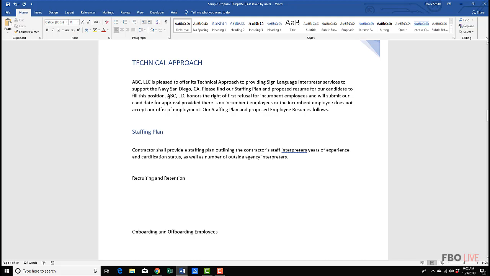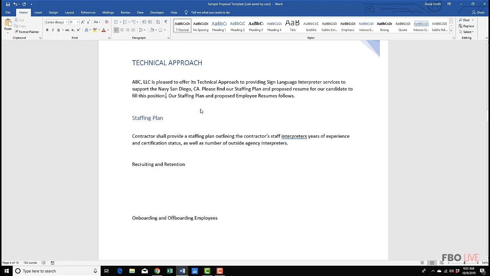I mean, that's fine. We honor the right of first refusal, so that I would take out, because it doesn't sound like there are incumbent employees. Our staffing plan and proposed employee resume follows.